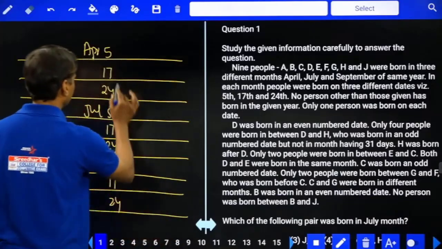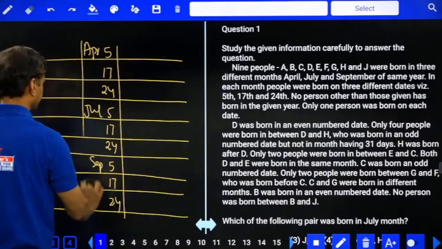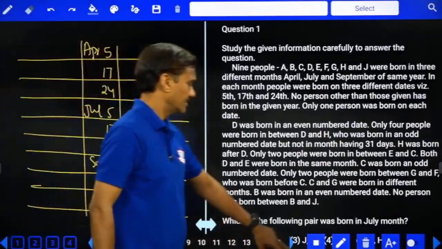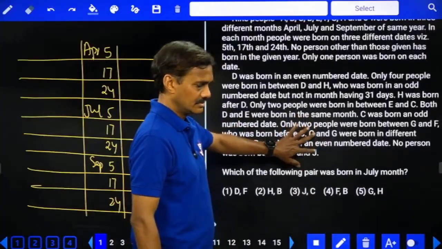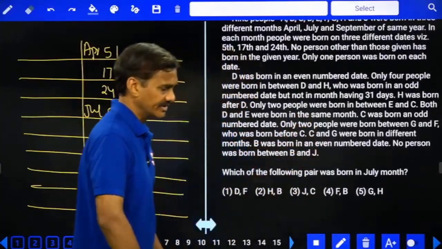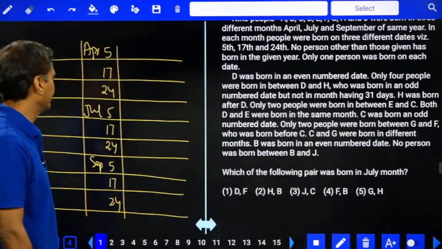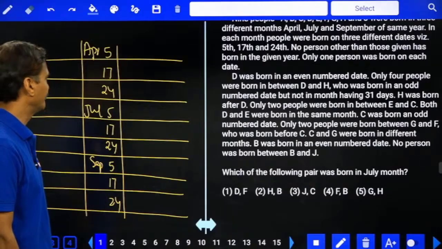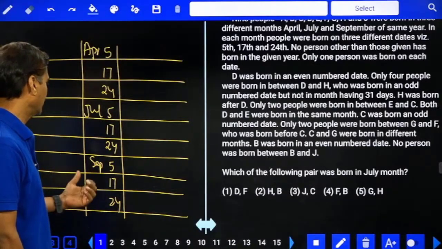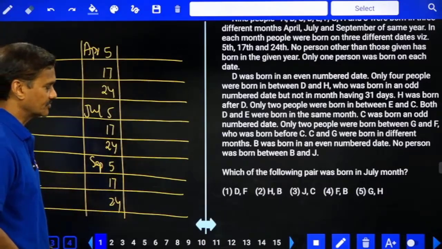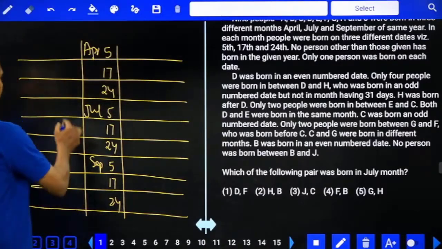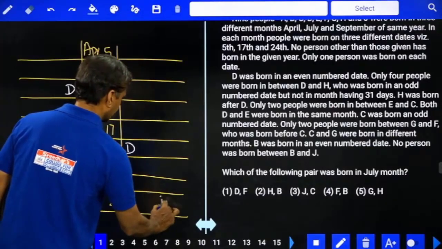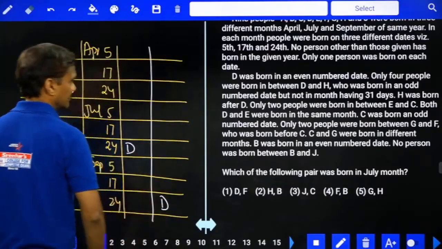Then coming to condition number 1. Now in the first one, if you observe here, what is the information given? D was born in an even number date. D born in an even number date means D must be on 24th. 24th of which one? 24th of either April or July or September. How many possibilities we have for this D? 3 possibilities. Now in the first case, let us take D here, and second case D is here, and in the third case D is here. Now these are the 3 different possibilities we have.